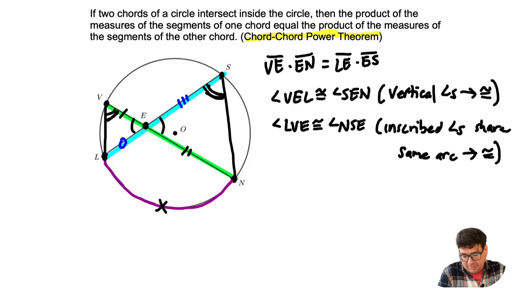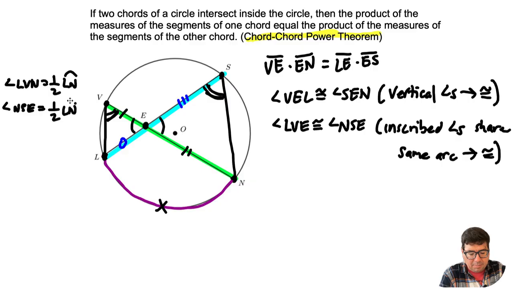Specifically, LVN is half the arc LN. Inscribed angles are half the arc. I'm going to write that on the side. We don't need it here, but LVN is 1/2 arc LN. That's the relationship between the inscribed angle and the arc. So if this angle is about 60 degrees, maybe the arc's about 120. Likewise, angle NSE is also half the same arc, so they're both half of the same arc, and they're equal to each other.